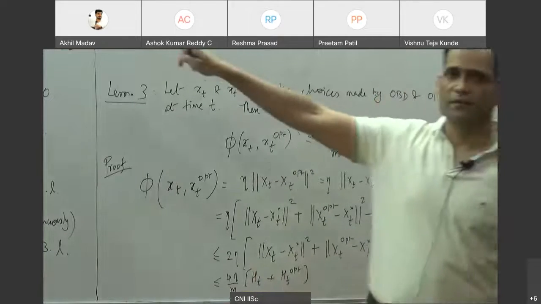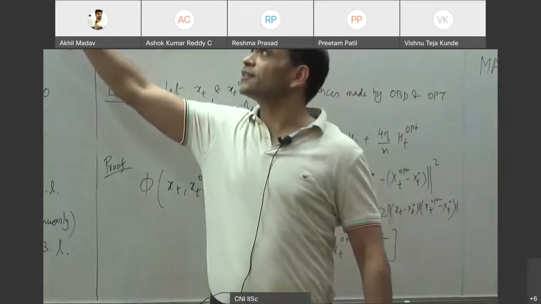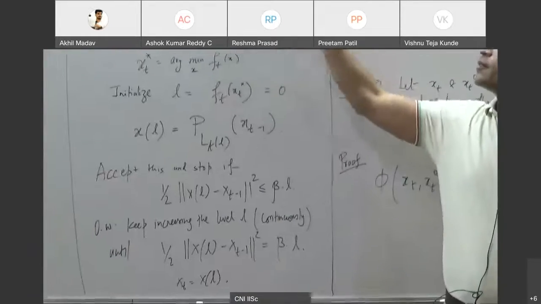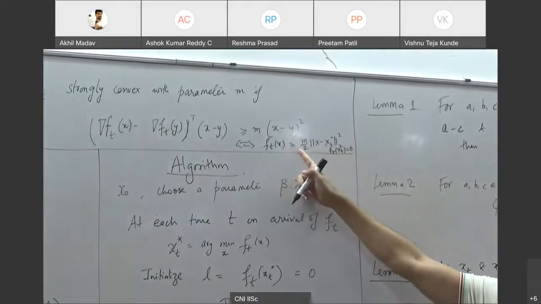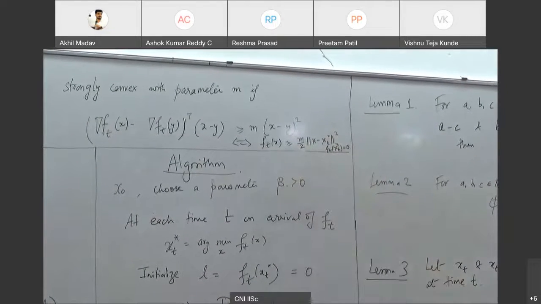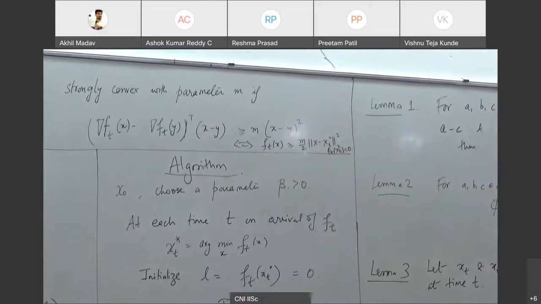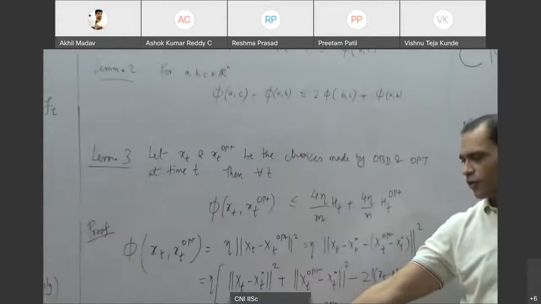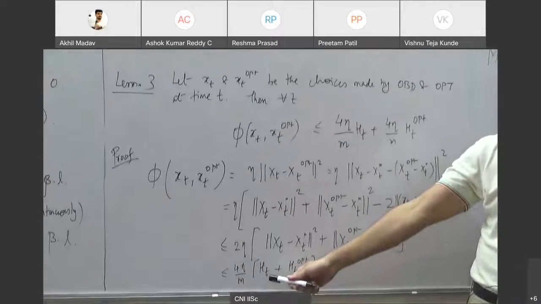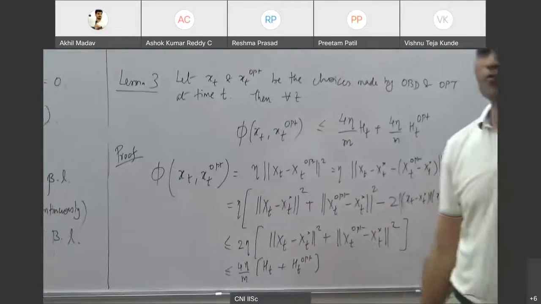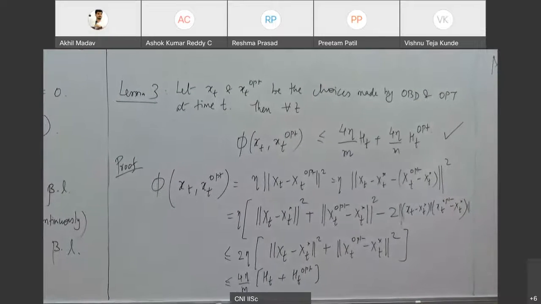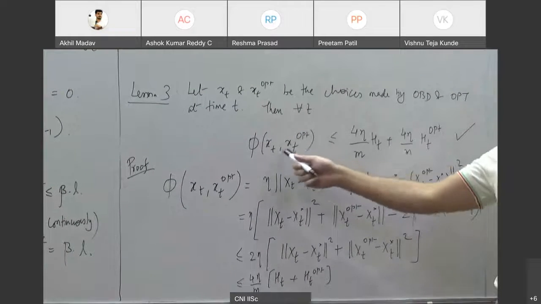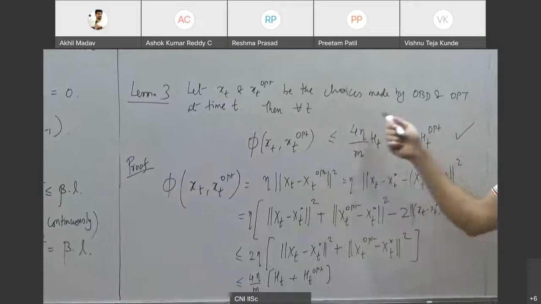Is everybody okay? This is also equivalent to FT of X minus FT of XT star. Because the gradient is 0, this is literally equal to M by 2 times X minus XT squared. This is, I think, the only place where you need strong convexity in the proof. But the distance between XT and XT OPT can be bounded only in terms of the suboptimality.